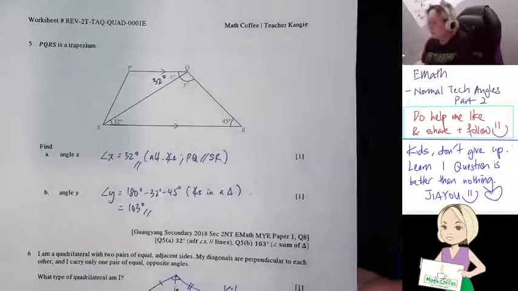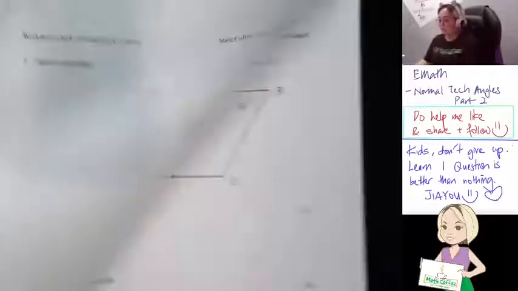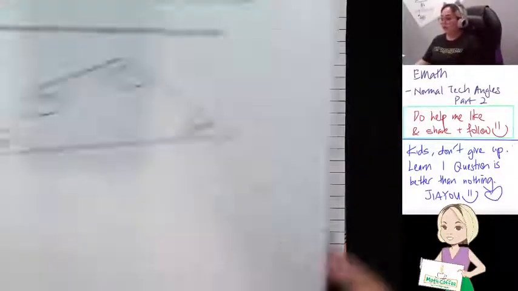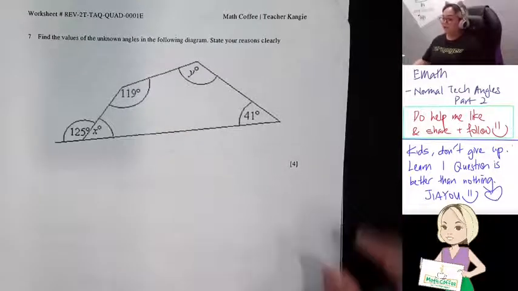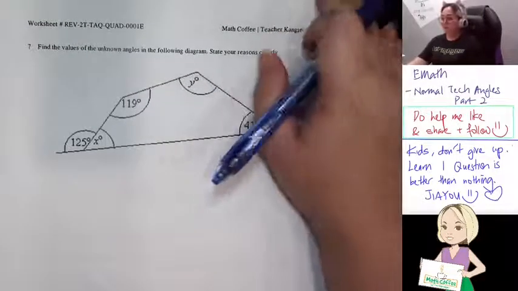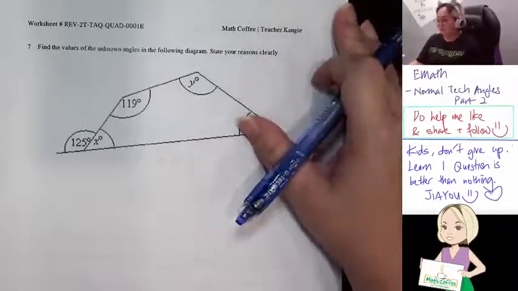I got an A for my exam because I listened in class and studied at home. Yes, I mean, even though I'm Teacher Kenji, I still have to revise for GCSE. Never take things for granted, thinking oh, I'm very good at math. I still study every chapter.